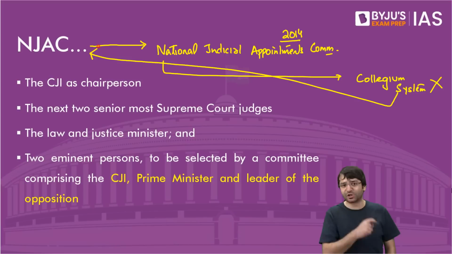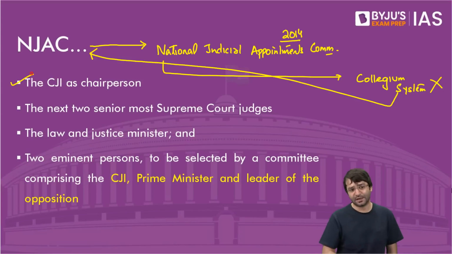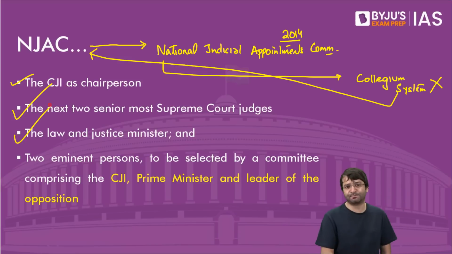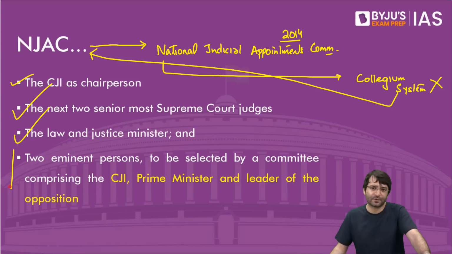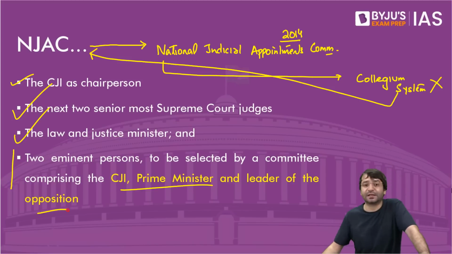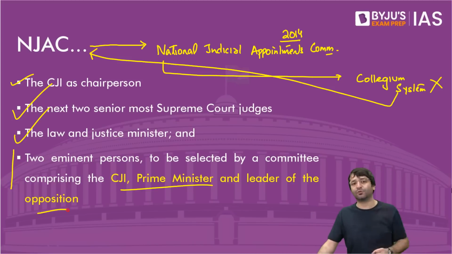What will be the composition of NJAC? It will have the Chief Justice of India as the chairperson. It will have 2 senior judges of the Supreme Court as members. It will have a law minister as part of it as well. And it will have 2 eminent persons. These 2 eminent persons will not be appointed by the government, but will be appointed by a committee which will consist of the Chief Justice of India, the Prime Minister, and the leader of the opposition in Lok Sabha.